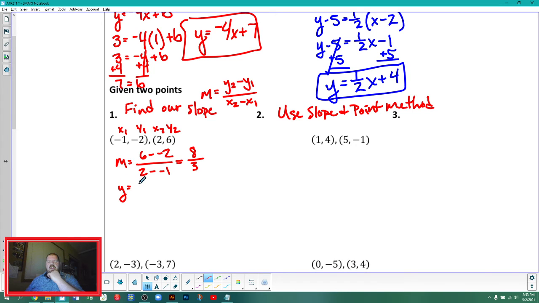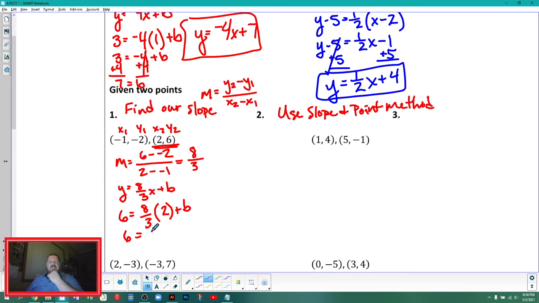So let's say y equals 8 over 3 x plus b. And I like to kind of highlight which point I'm using just to keep myself square. I'm going to use this one because they're both positive. I would get the same thing if I do the math right if I were to pick the other one. And this isn't going to work out very nicely. It just won't.